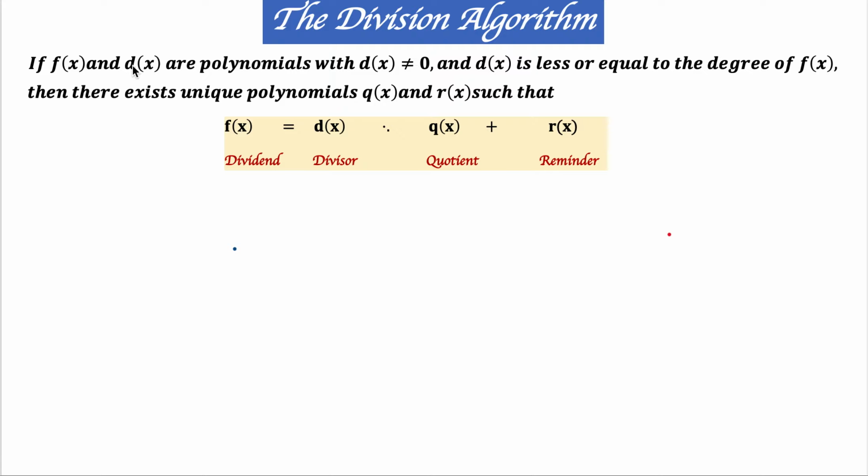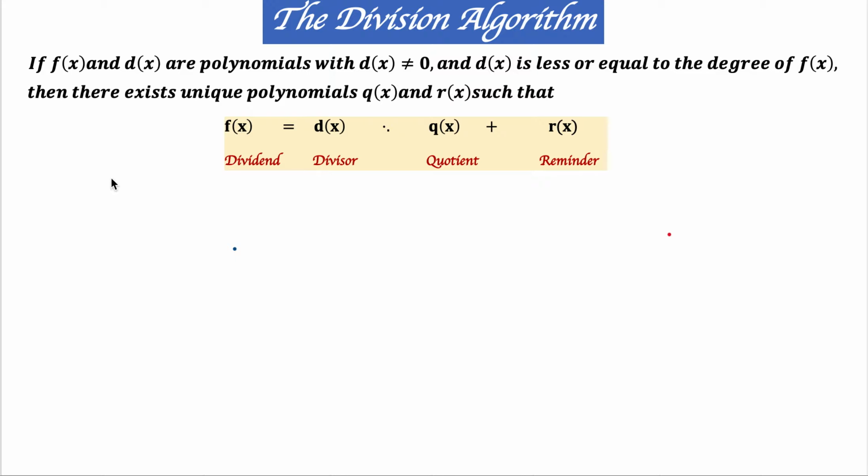Division algorithm. If f of x and d of x are polynomials with d of x different from 0, and the degree of d of x is less than or equal to the degree of f of x, then there exist unique polynomials q of x and r of x such that f of x is equal to d of x times q of x plus r of x. f of x is the dividend, d of x is the divisor, q of x the quotient, and r of x the remainder.